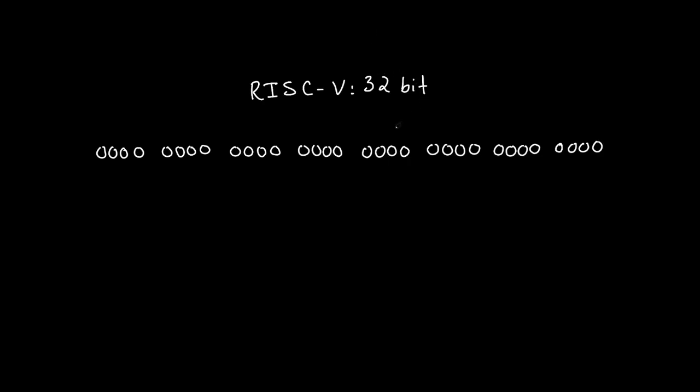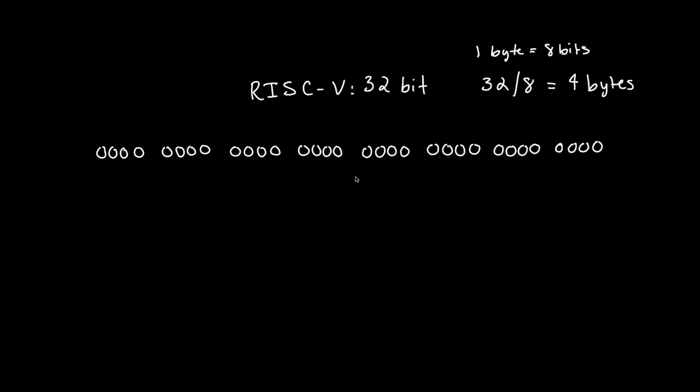Now, how many bytes does one word represent? Well, remember that one byte is equal to 8 bits. If we have 32 bits, we just divide 32 by 8, and that'll tell us that it is a total of 4 bytes.